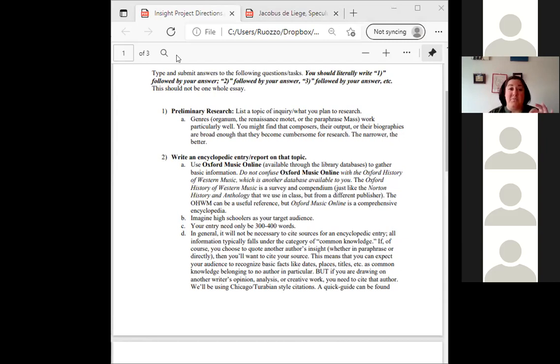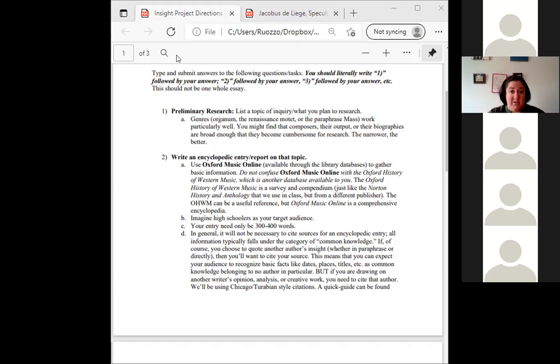Step two is to write an encyclopedic entry or report on that topic. That sounds way more daunting than it really is. All you're doing is summarizing what we know about that topic. So you're basically saying, hey, I'm interested in this thing. I am going to go look up information about it and summarize that information.